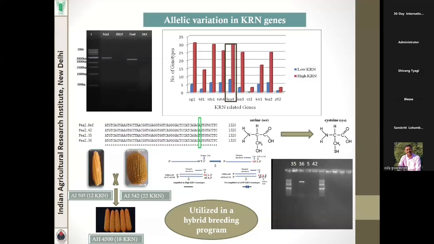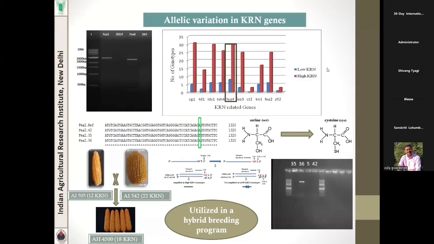I'm coming to that, because kernel row number as well as cob length are a little contradictory. Wherever kernel row number is increased, cob girth is increased, but length is going to be reduced. So our target is that our genotype should have more kernel row number as well as cob length. Then only we can pack a good amount of seeds and go for better productivity.